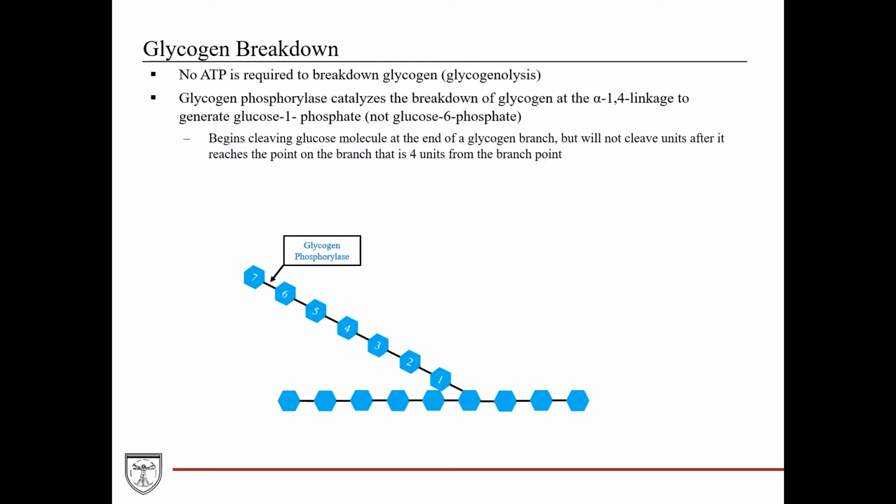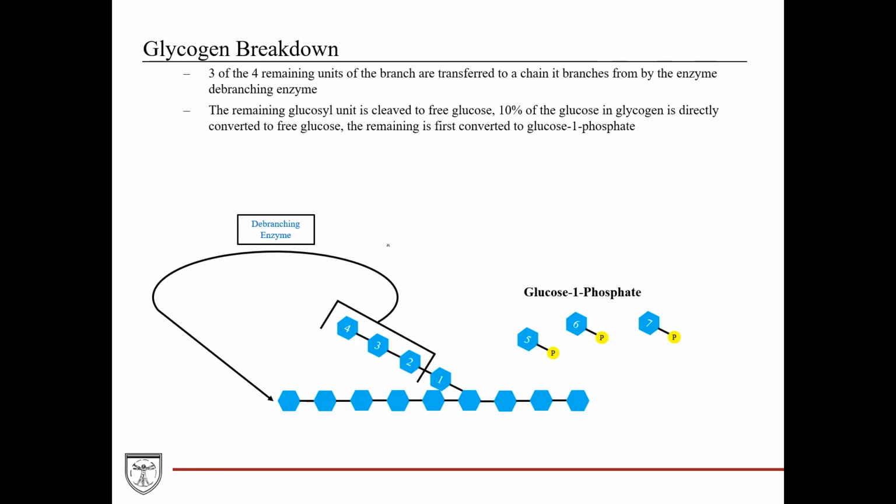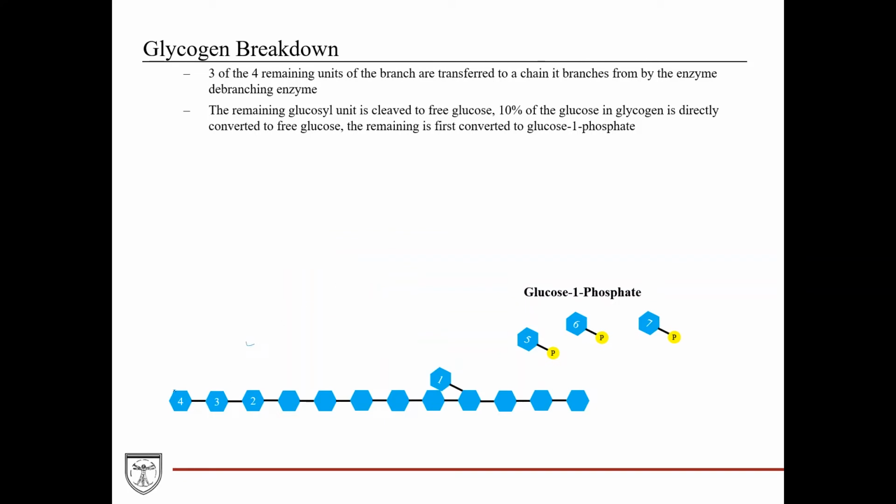So glycogen phosphorylase approaches at these branches here, and it starts out at the terminal end of the branch, and it just works its way down. It'll cleave, generate a glucose 1-phosphate, cleave again, another glucose 1-phosphate, and it'll do that all the way until it gets to 4 glucosyl units from the branch point. So here's the branch point here. We're 4 units out, as you can see, and at that point, glycogen phosphorylase has to stop. What happens is that 3 of those 4 remaining units are transferred to the chain that the branch stems from. This is carried out by an enzyme called debranching enzyme, as we indicate here. Here are those 3 final glucosyl units transferred to the primary chain.